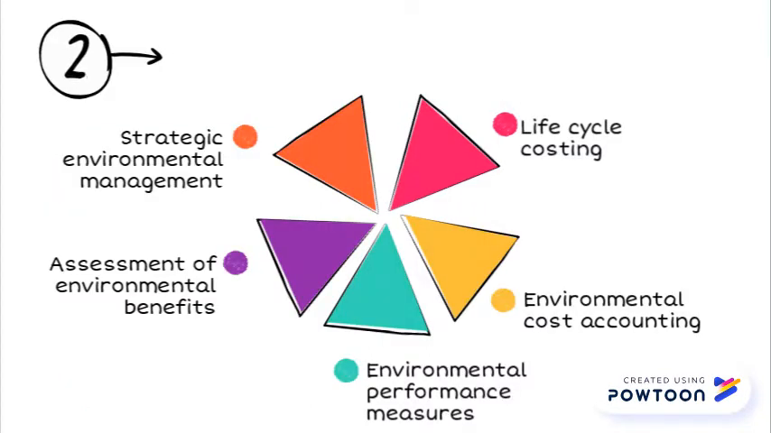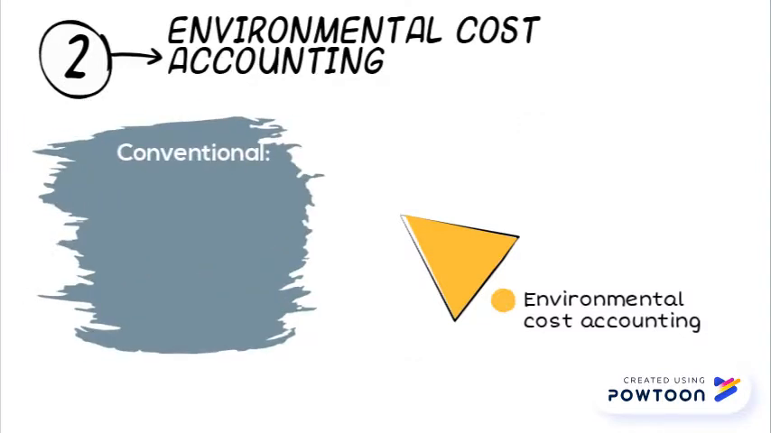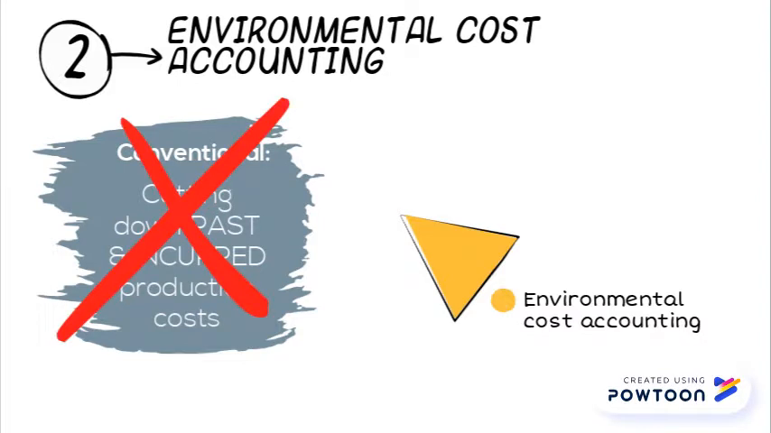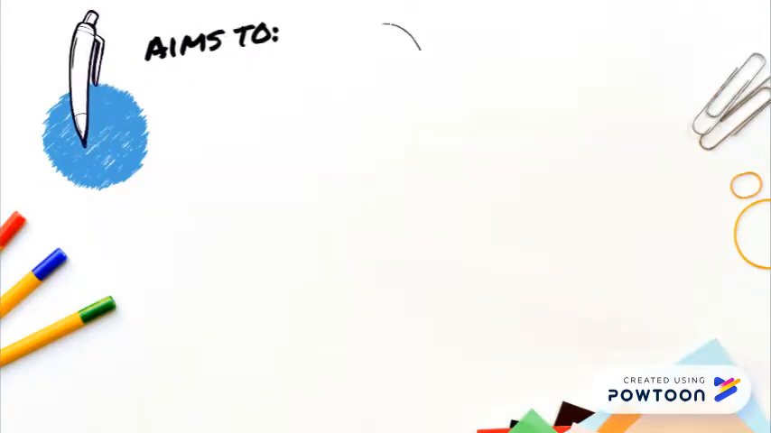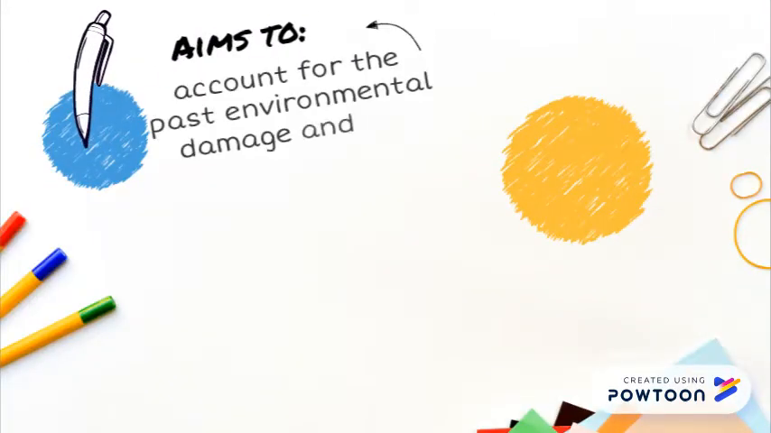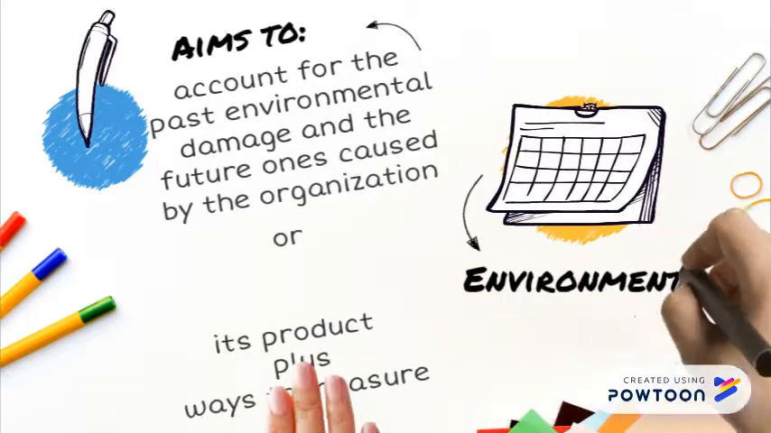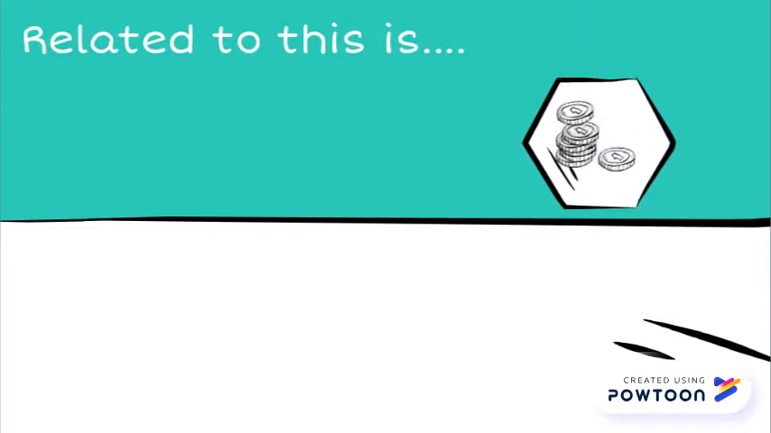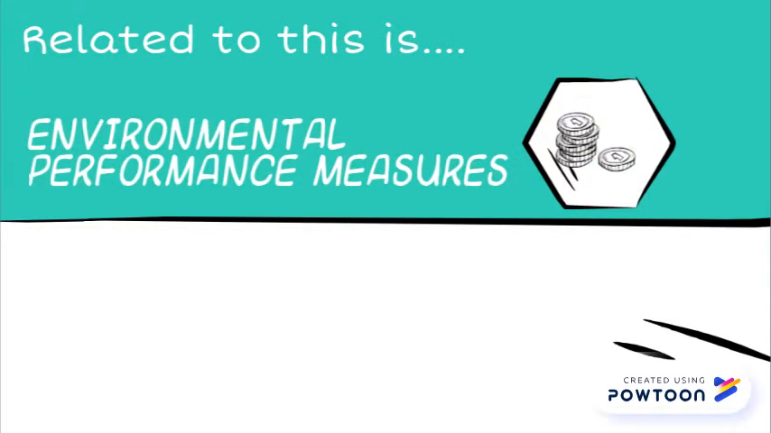Next would be environmental cost accounting. Unlike the conventional cost accounting system that focuses on cutting down past and incurred production costs, environmental cost accounting aims to account for the past environmental damage and the future ones caused by the organization or its products, plus ways to measure it. Linked with environmental cost accounting is environmental performance measures.